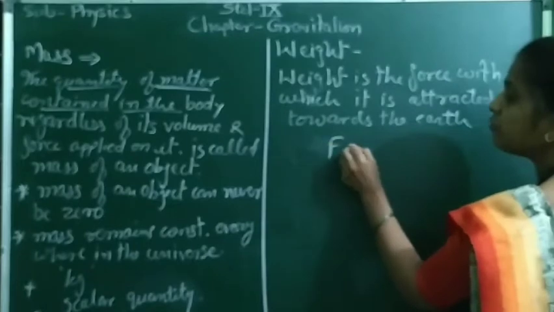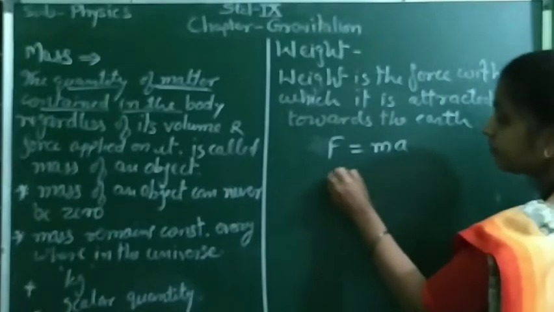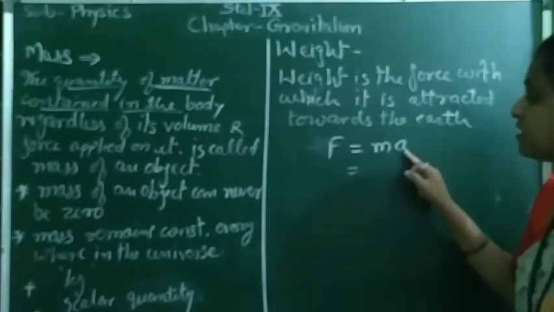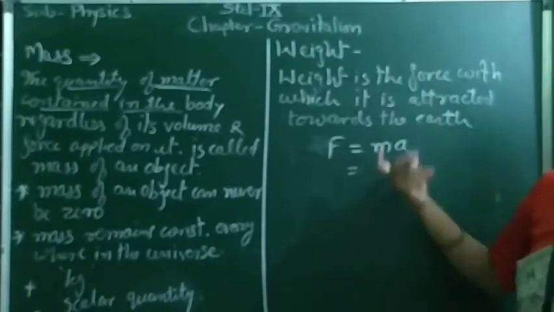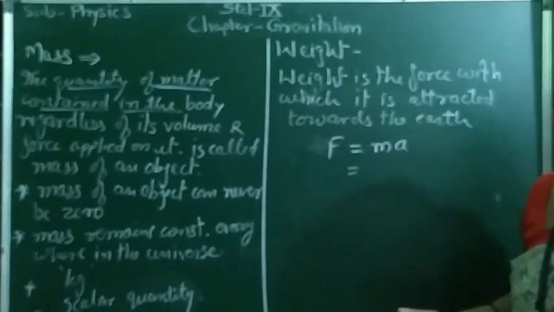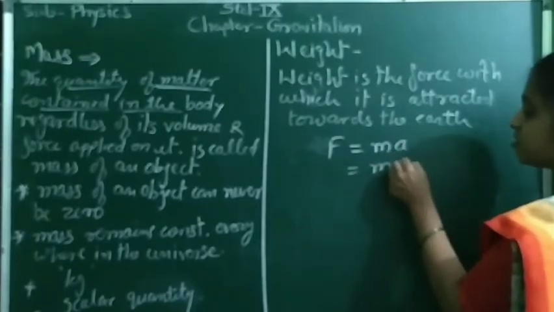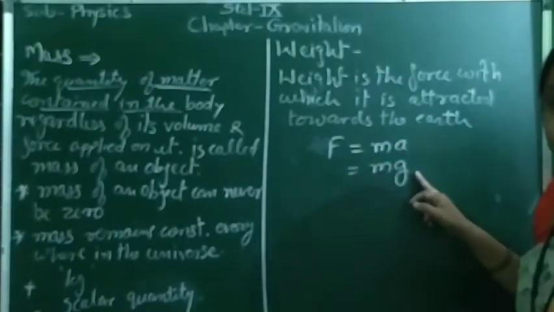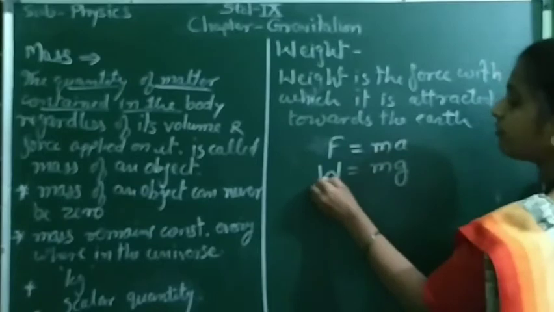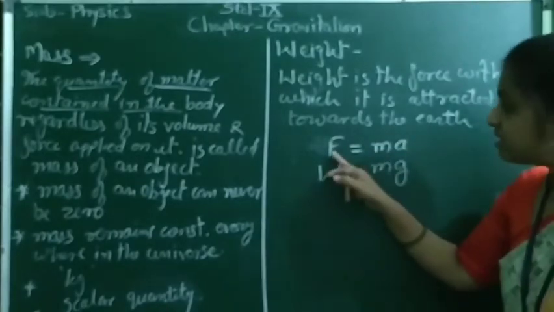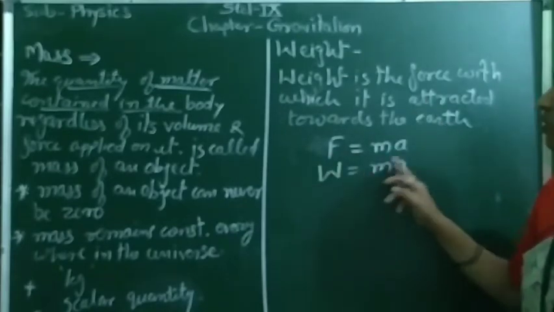So weight is nothing but a force, and what is force? Force is nothing but mass into acceleration. But this acceleration is the acceleration due to gravity, because every object gets attracted towards the earth. So F is equal to mg, but this force is nothing but the weight of an object. Weight is the force with which it is attracted towards the earth.